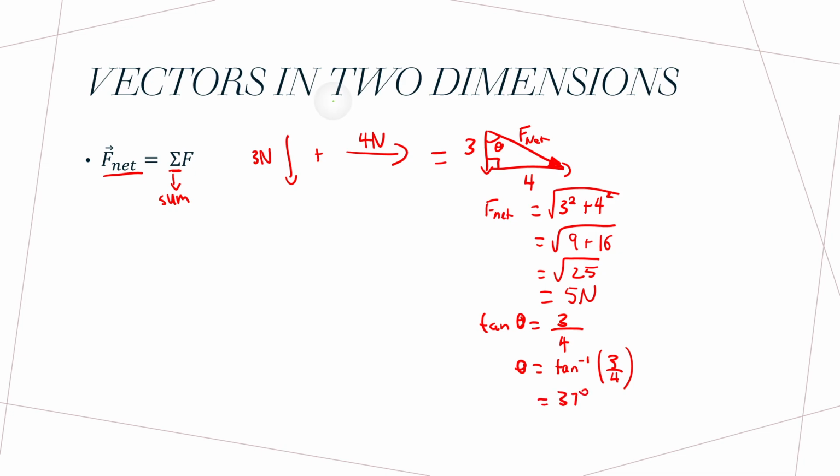Now, using that information, we can find the true bearing by extending out our south line in the northerly direction, meaning that we can do 180 minus 37. And this is equal to 143 degrees, meaning that our final answer, combining both parts, F net, is 5 newtons being pushed at a bearing of 143 degrees true.